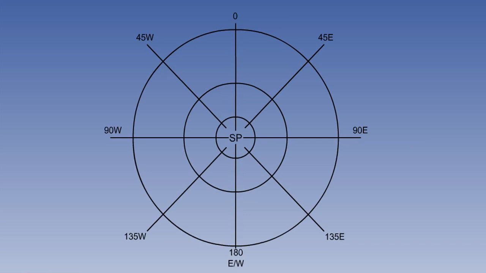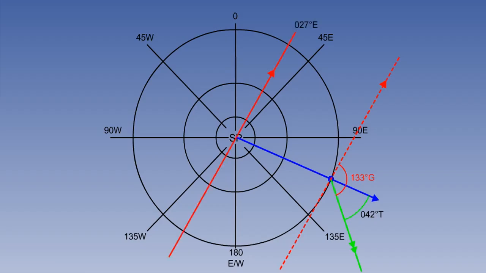Again, we recommend that you apply the rules, as just shown. It's usually simpler. However, here is the diagram. The aircraft is at 118 east. True north is the direction away from the South Pole. Plot a track of 042 true from the aircraft. The grid track is 133. This gives you the direction of the grid. Parallel the grid through the South Pole. This gives you the datum meridian.